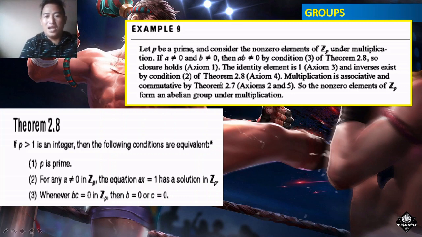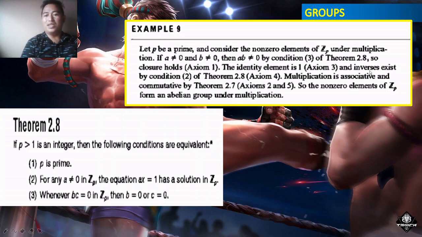Okay? So, the identity element is 1 gihapon. Multiplication man. Diba? Multiply mo 1, same pa gihapon ang number. So, the inverses exist by condition 2. Okay, condition 2: for A not equal to 0 in Zp, the equation AX has a solution in Zp.